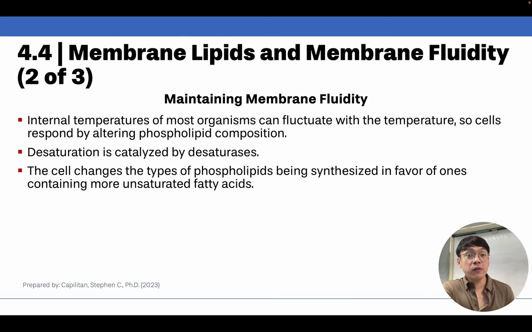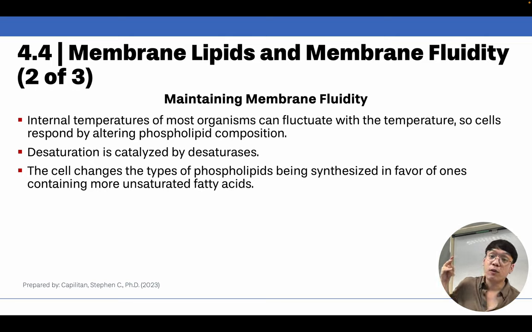When we maintain membrane fluidity, one of the factors is the internal temperature. That's why most organisms can fluctuate with the temperature. So cells respond by altering phospholipid composition. In animals or in humans, for instance, 37 degrees Celsius is the normal body temperature. Desaturation is catalyzed by enzymes called desaturases. Your cells change the types of phospholipids being synthesized in favor of those containing more unsaturated fatty acids.